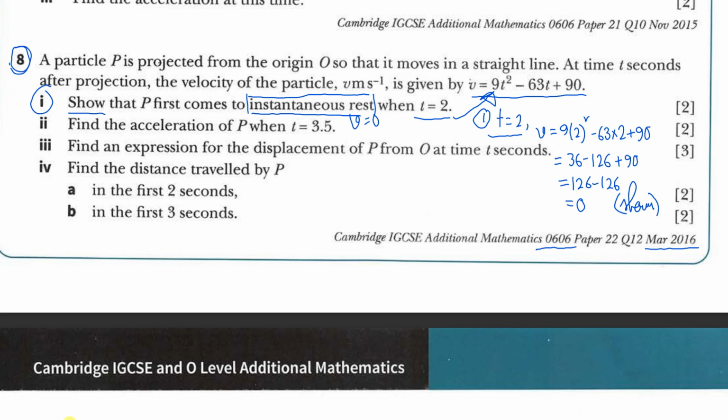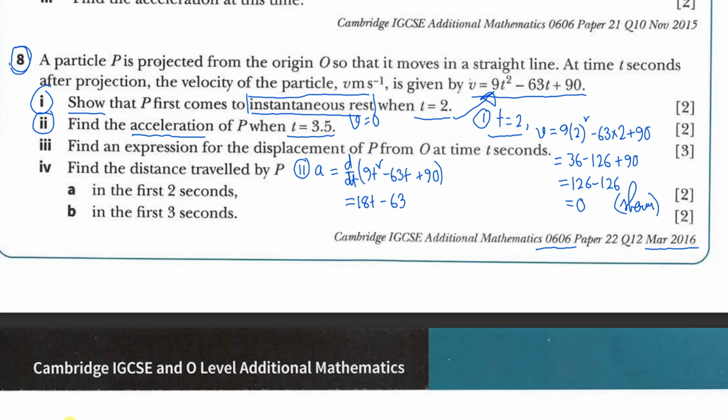The second question written here: find the acceleration of P when t equals 3.5. From velocity we first find the expression for acceleration. We need to differentiate the velocity expression, dv/dt, and the velocity written here is 9t squared minus 63t plus 90. If we differentiate, it's a simple differentiation: 18t minus 63, and 90 becomes 0, as it's a constant. So this is the expression for the acceleration.